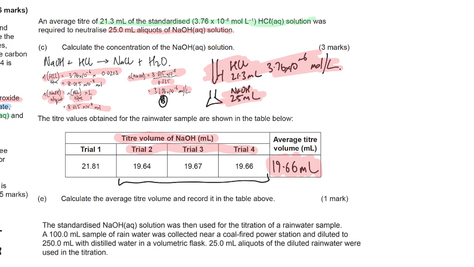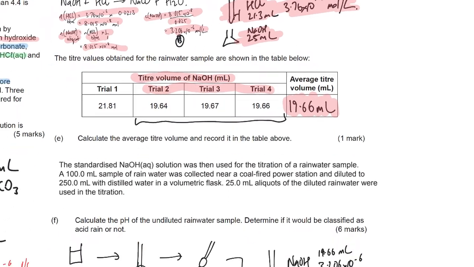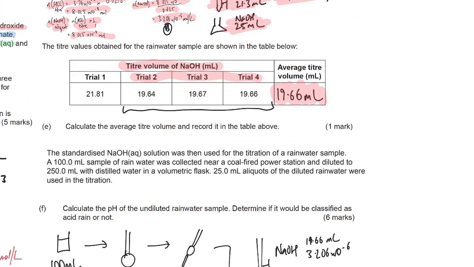Okay, so now we have the concentration of the NaOH. We can move on because the titer values obtained for the rainwater sample are shown below. Average titer: we just use the 3 concordant results, which are within 0.1 of each other, and you get that value, and so on and so forth.